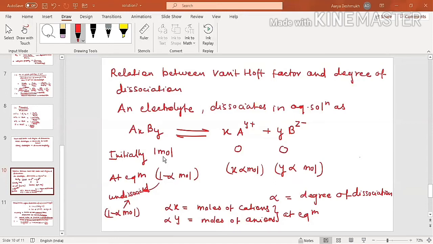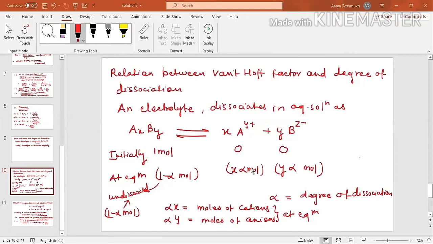Why are we rewriting 1 minus alpha here? Because we have taken 1 mole, but the 1 minus alpha part is what remains, which remains undissociated. So this 1 minus alpha is nothing but the undissociated moles of the AB component, whereas alpha is the degree of dissociation, meaning in what amount these two components A and B are dissociating. Now this alpha x or x alpha is the moles of cations, and y alpha is the moles of anions at equilibrium.